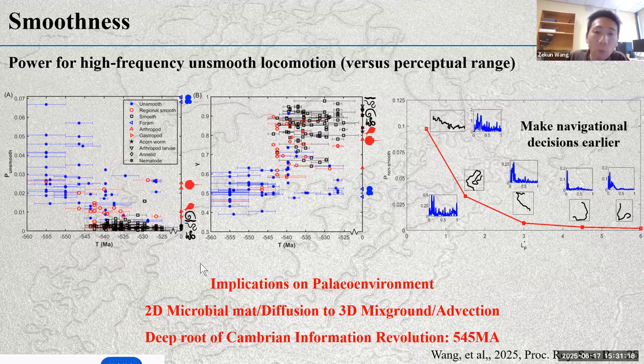But we also did some numerical simulations, which we will introduce later, and we find that an increase in perceptual range will also lead to a decrease in the power used for unsmooth locomotion, which means the trajectories become smoother and smoother. So this indicates that the organisms during the Ediacaran-Cambrian transition gained a longer and longer perceptual range. They can sense things from far away. And these organisms indicate a very deep root of the Cambrian information revolution. They transformed the substrate from a two-dimensional, relatively homogeneous, microbial matter-dominated and diffusion-dominated substrate to a three-dimensional mixed ground, which is very patchy and dominated by advection. Okay, so these are all evidence of the very deep root of the Cambrian information revolution.